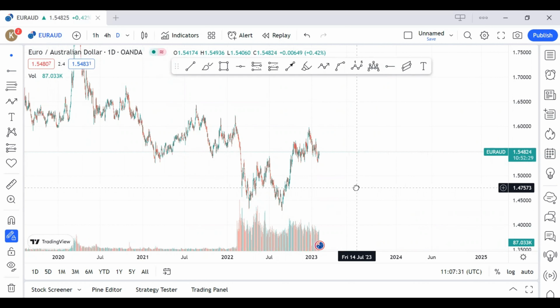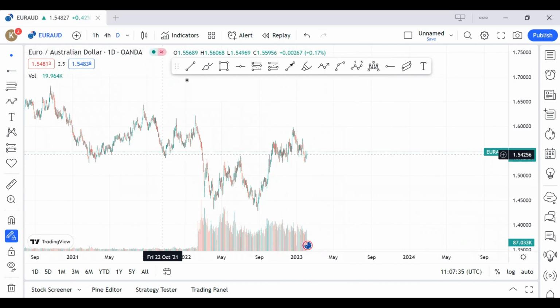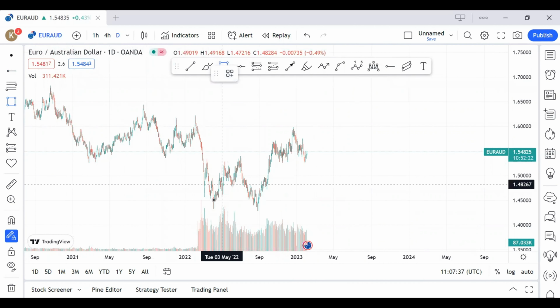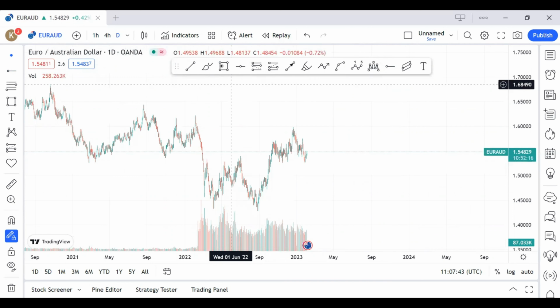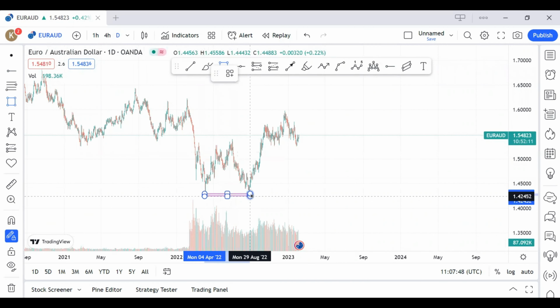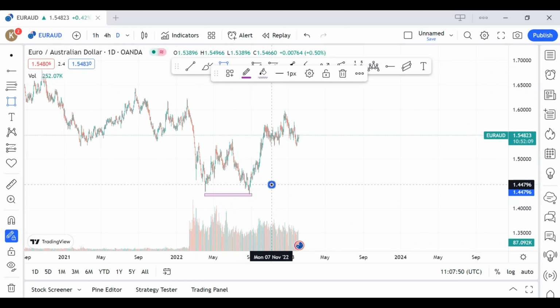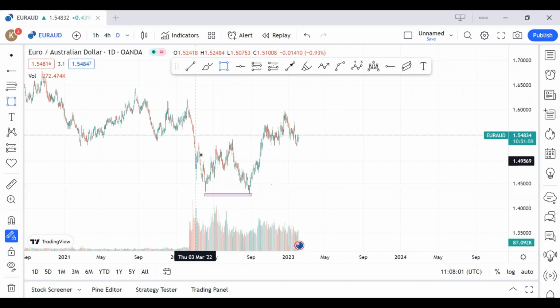Euro AUD, I do not see a proper market structure here, but however, we will try by all means to make it simple for you. So I'll first start by placing my rectangle here, this point here, for my double bottom. I'll just put my horizontal rectangle here at my double bottom.